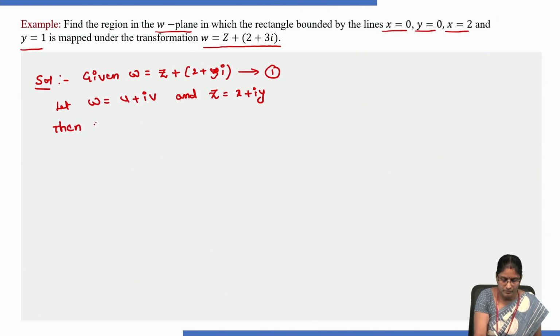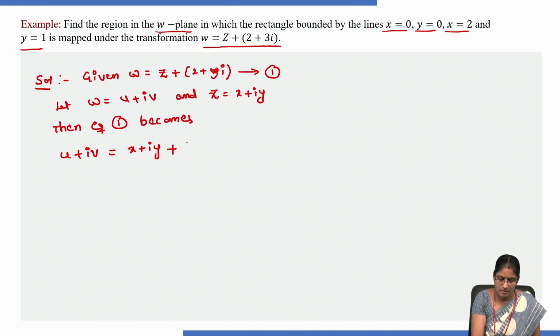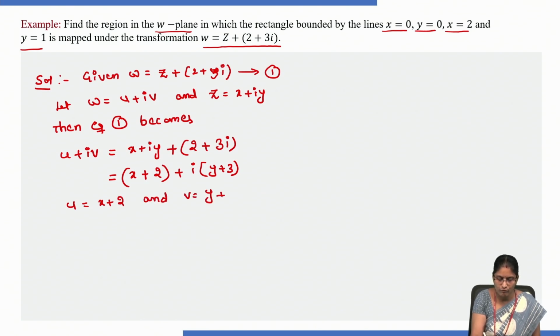Then equation 1 becomes, substitute w and z in equation 1, we get u plus iv is equal to x plus iy plus 2 plus 3i, which is equal to x plus 2, separate real and imaginary parts, take i common here, we get y plus 3. Comparing these two, we get u and v values, where u is equal to x plus 2 and v is equal to y plus 3.